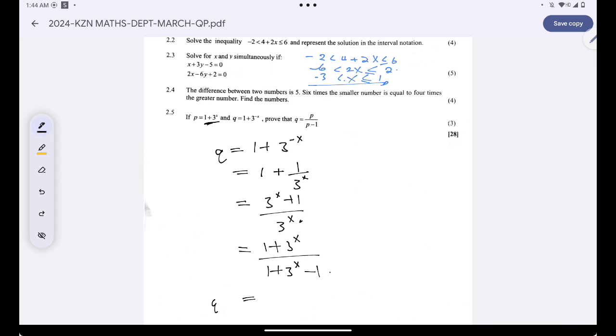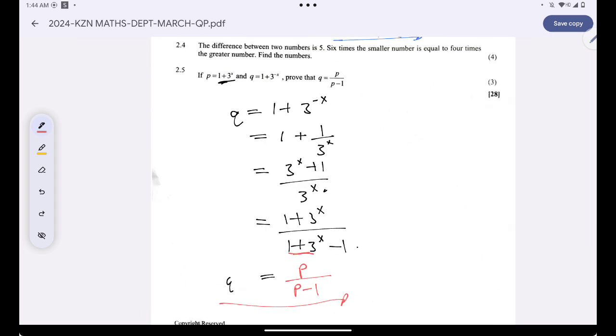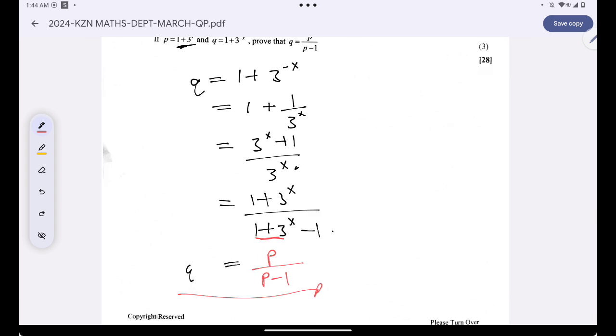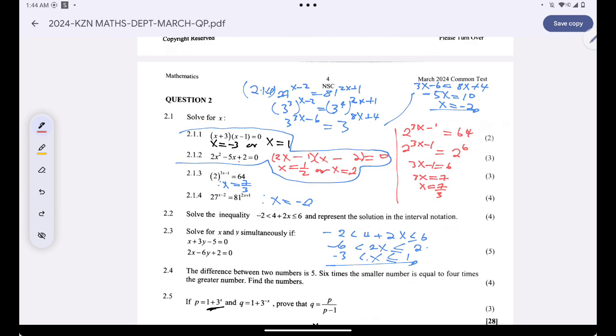1 plus 3 to the x is given as p, right? So whenever I see 1 plus 3 to the x, I must write p. So this thing will be p, and then these two will also be equal to p, so I can just write it together. Yeah, this is how you answer the algebra questions.